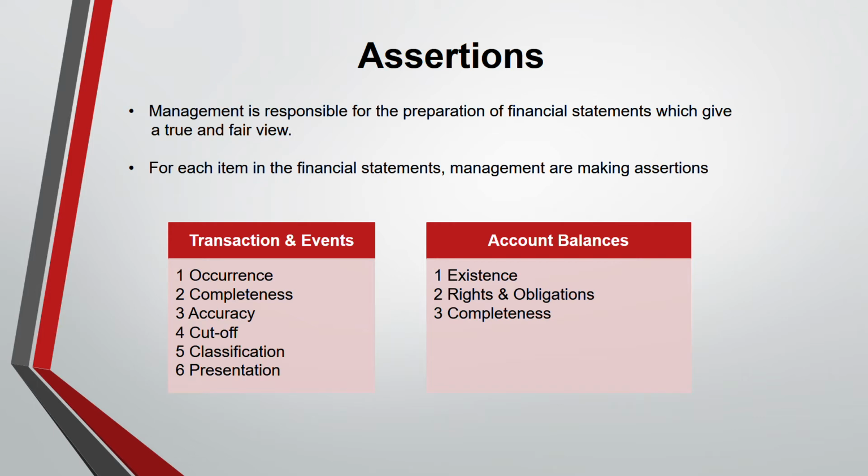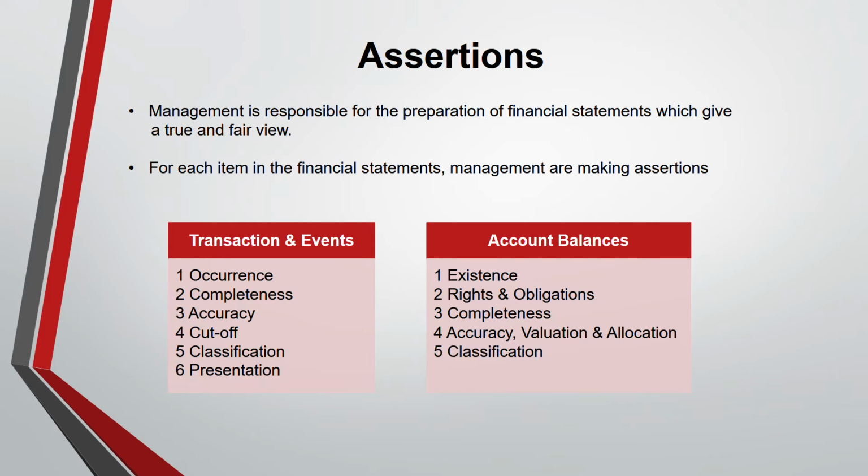Completeness we have for both. Okay, account balances as well as transactions and events. Accuracy, valuation and allocation, 3 things. For example, you are taking property, plant and equipment. Is it accurate? Is it valued correctly? Did you use the fair value model? If you use the fair value model, did you value it correctly? And allocation, how did you allocate it?